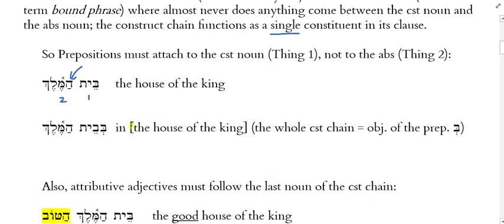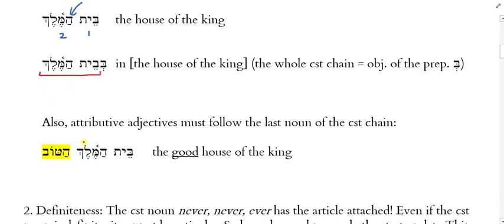And then if I want to say in the house of the king, the bet preposition is attached to the front end of thing one. It doesn't get attached anywhere else. So Beit HaMelech, or Beveit HaMelech, in the house of the king. The whole construct chain functions as a unit. So remember how we said the entirety functions as if it were one thing, in something. What's the something? The construct chain, house of the king.